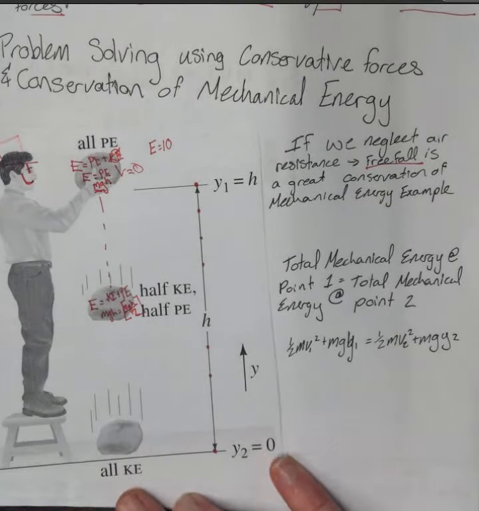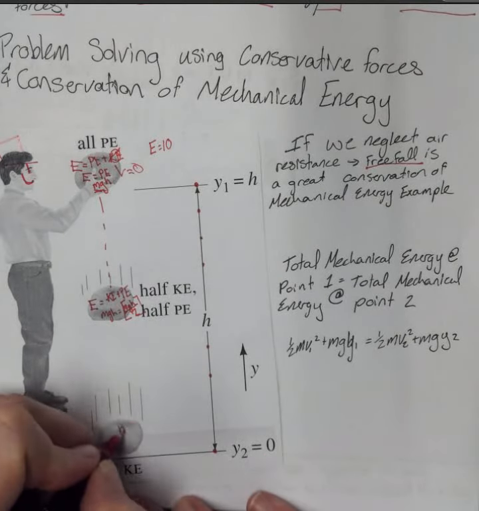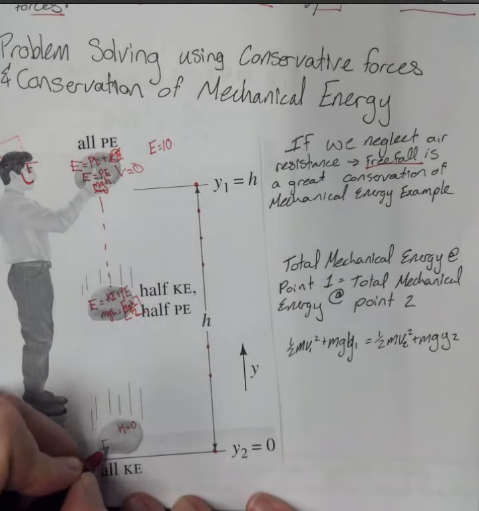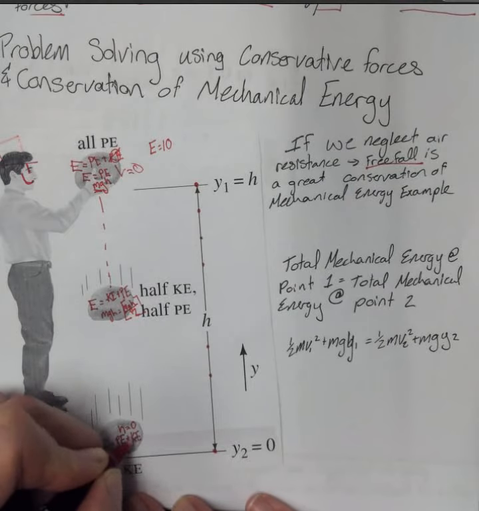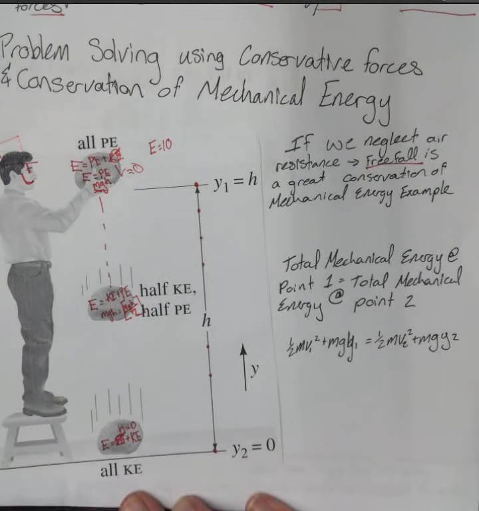And then at the bottom, the height now equals 0, so the energy will equal PE plus KE. And since the height is 0, there will be no potential energy, which means 100% of the mechanical energy at the bottom, the moment before it hits the floor, is all kinetic energy.